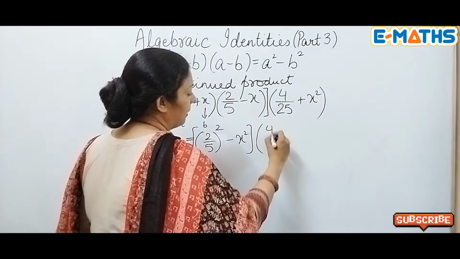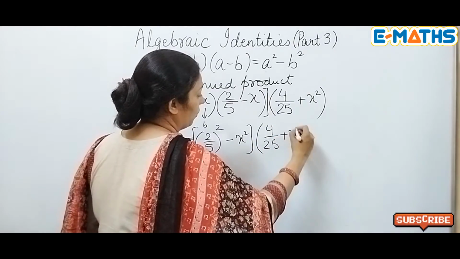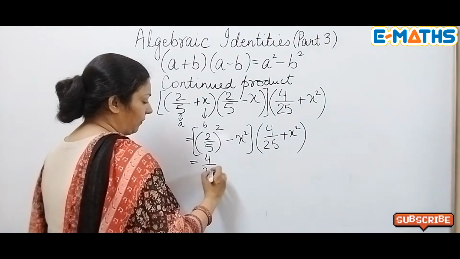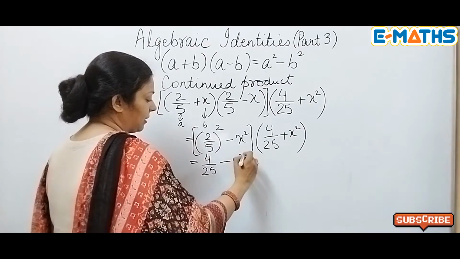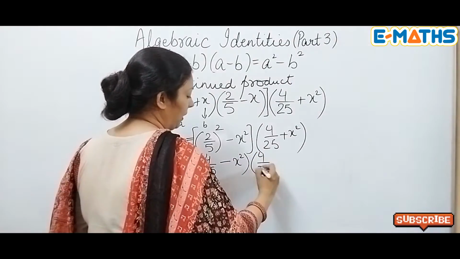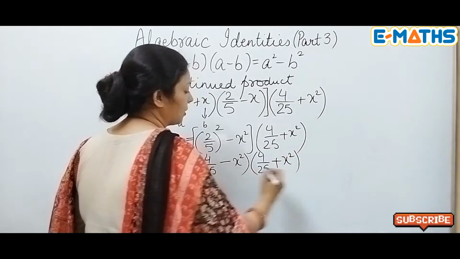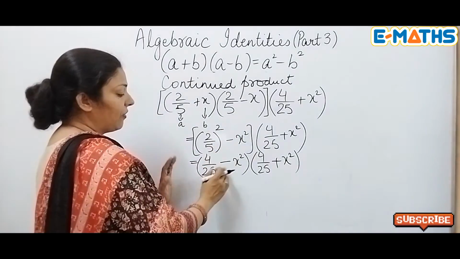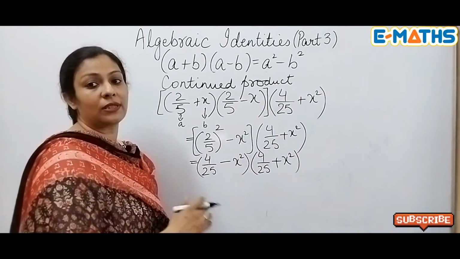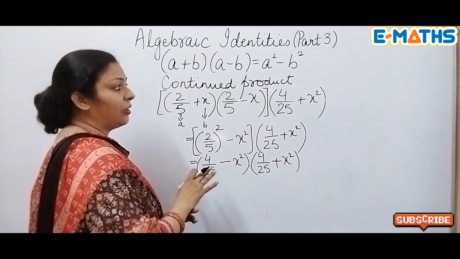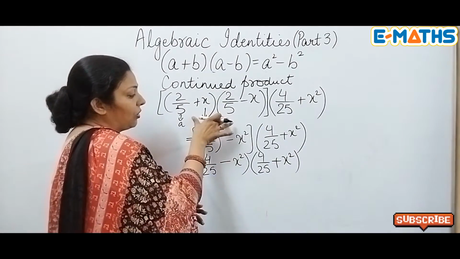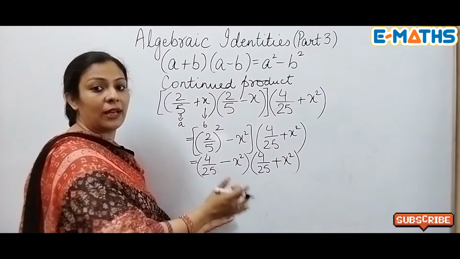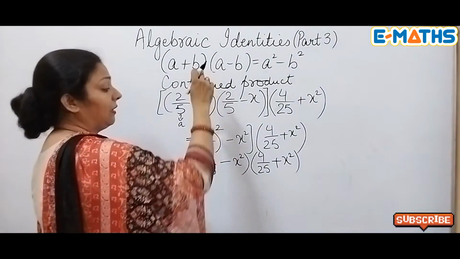Then this bracket will remain the same because we are not solving it right now. We'll use it afterwards once we get the answer for this. So for this we get 4 upon 25 minus x square, then 4 upon 25 plus x square. So we first solved the first 2 brackets and we got this, which is almost the same as the next bracket, only the sign is different. That's why this is known as continued product, because you have found the product of the first 2 brackets, and then again when you see these terms, they are the same, only the signs are different. So you'll again put the same identity and solve for it.